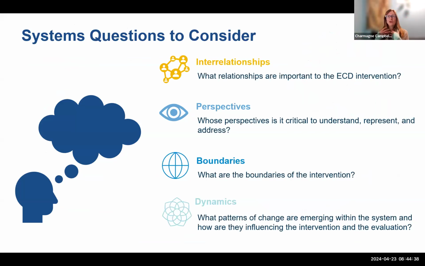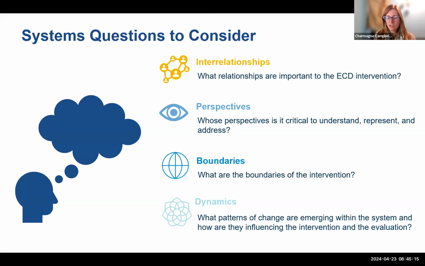It's just considering in your own work, what relationships are important to the early childhood development intervention that you might be a part of? Whose perspectives is it critical to understand, to represent, and to address? What are the boundaries of your intervention? And what patterns of change are emerging within the system, and how are they influencing the intervention and the evaluation? So we just want to leave you with those questions as something to consider going forward.